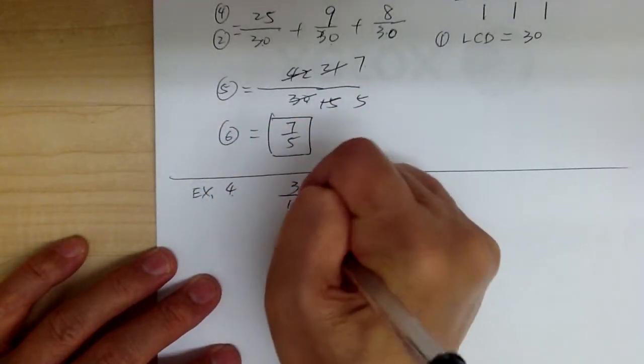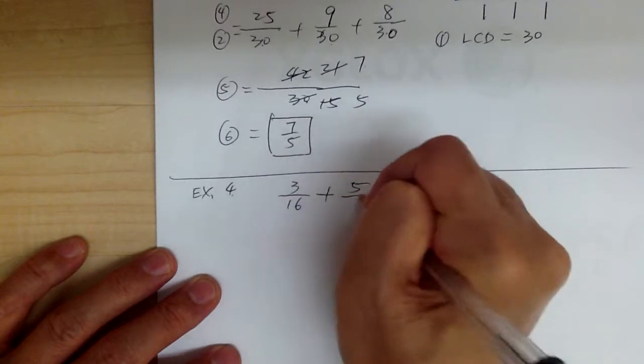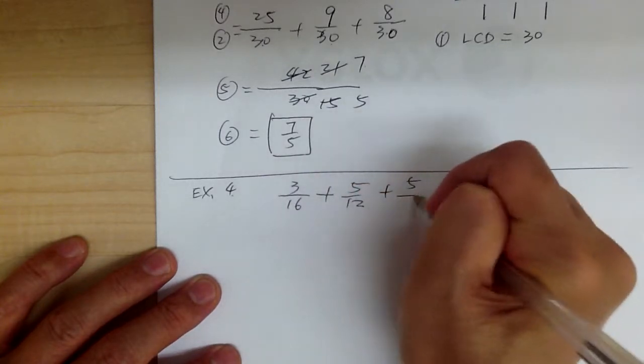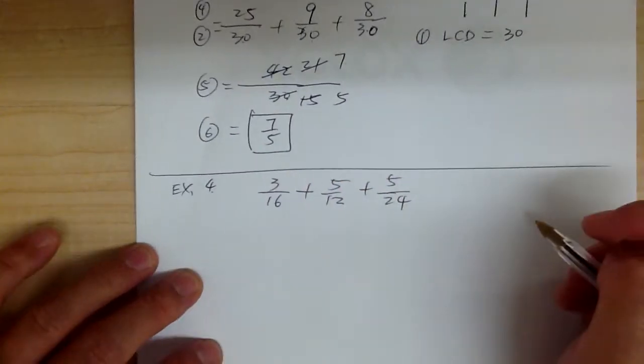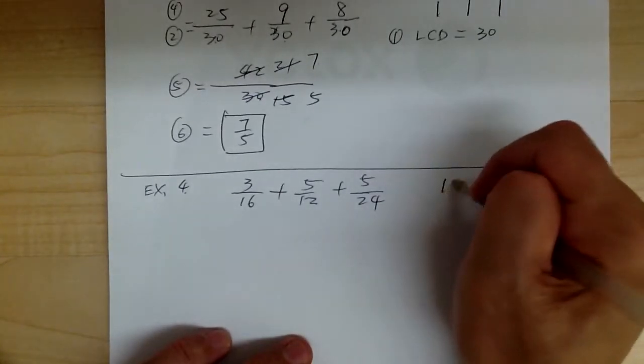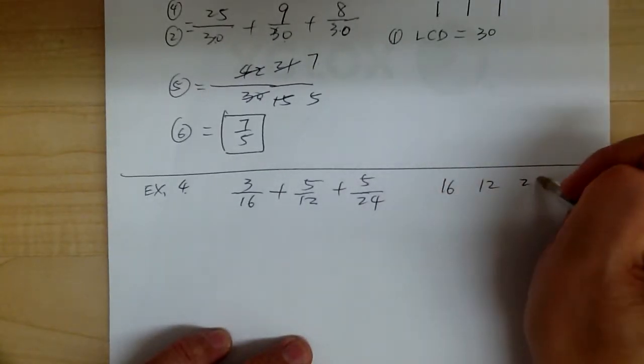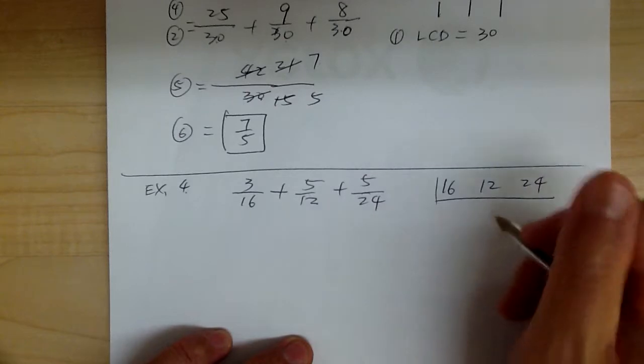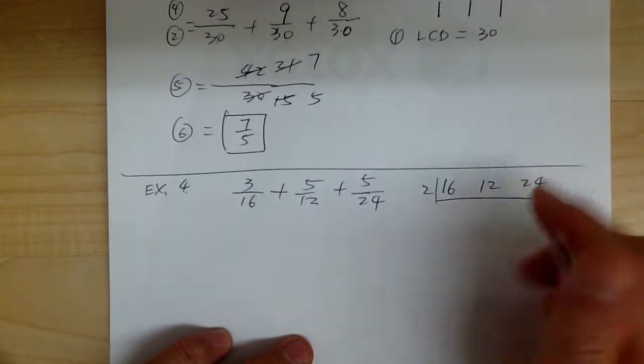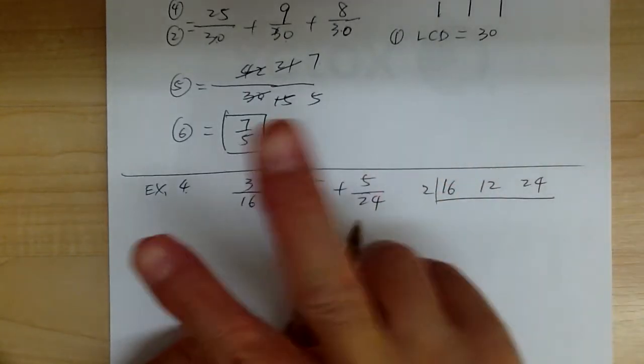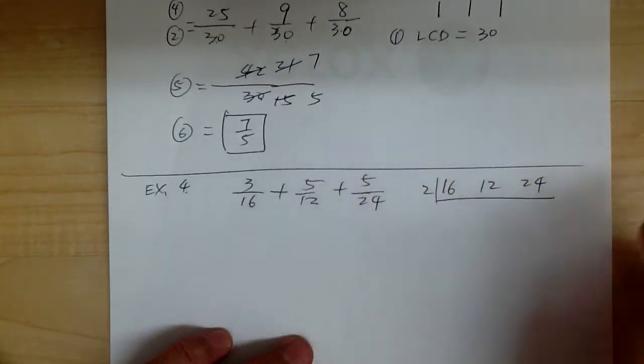You're adding 3 over 16 plus 5 over 12 plus 5 over 24. So again, first you have to get your LCD. So let's do the 16, 12, and 24. So you can divide by 2, right? All these are even. As long as two numbers can divide, you can go and do it already. You don't have to wait for all 3.